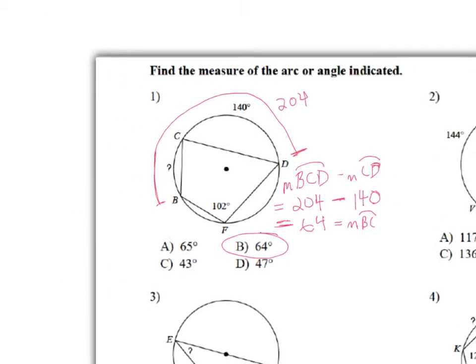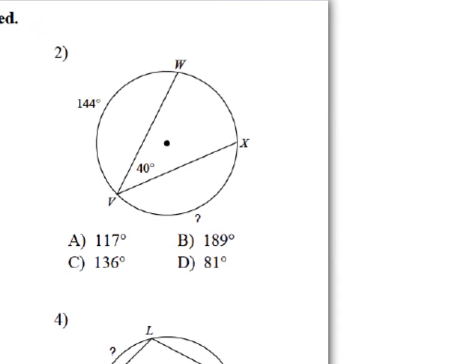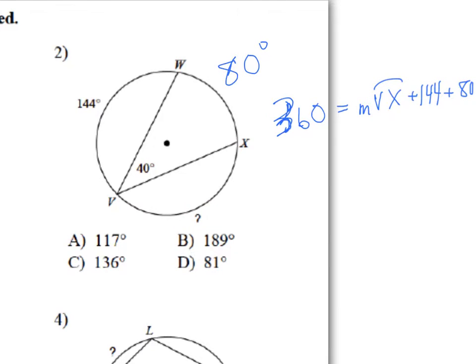Alright, next up, example 2. Similarly, I see this inscribed angle right here, 40 degrees. Its intercepted arc should therefore be 80 degrees. And I notice I have a full circle here. I know this is 80, this is 144. My missing arc, I know if I added them all together I would get 360. So if I want the measure of the arc VX by itself, I need to subtract 144 and 80 from 360.